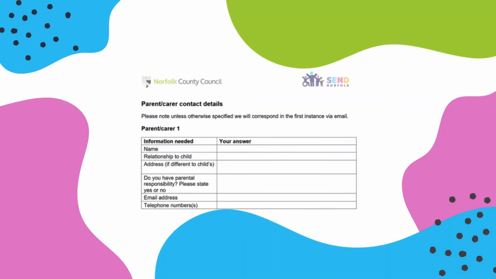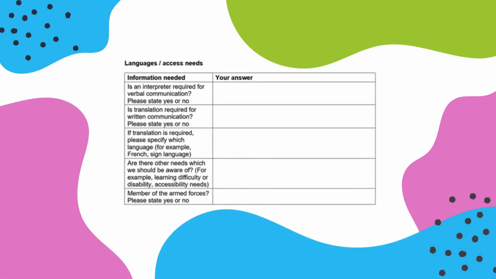Next, the form asks for the parent, carer contact details. Correspondence will be via email, unless otherwise specified, so make sure you input your email address carefully. This next box is asking for any communication needs of the parent, carer, if the parent, carer requires an interpreter for verbal communication and/or translations for written communication. It also asks if the parent has any other needs. This could be something such as dyslexia.